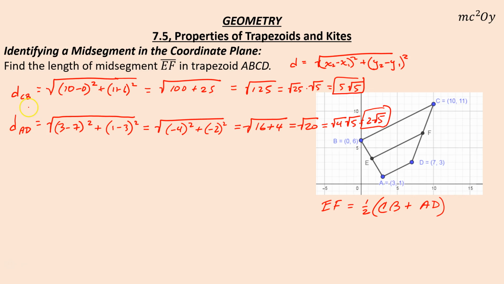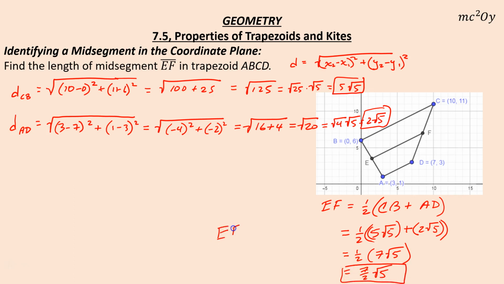All right, so now I know AD and CB. I can substitute those in down here. CB was 5 root 5. AD is 2 root 5. So I have 1/2 of 5 root 5 plus 2 root 5, or 5 of these root 5s and 2 of these root 5s gives me a grand total of 7 root 5s. And then 1/2 of 7 root 5s, or 1/2 of 7, is 7 halves, or 3.5 root 5. So the length of EF equals 7 halves root 5, or 3.5 root 5 if you want to evaluate 7 halves. There, we got it.